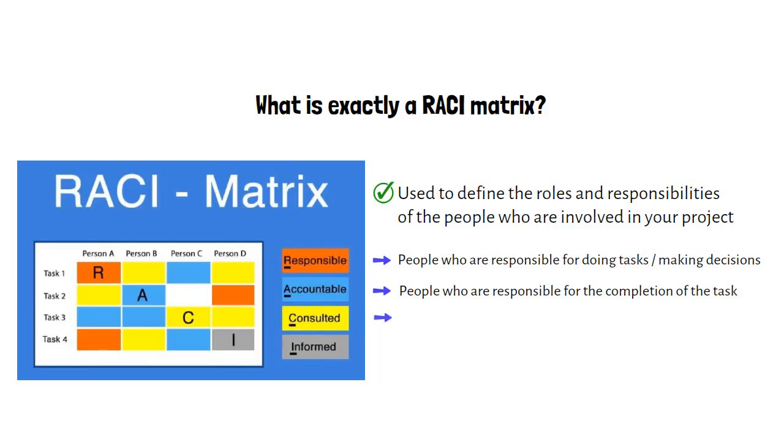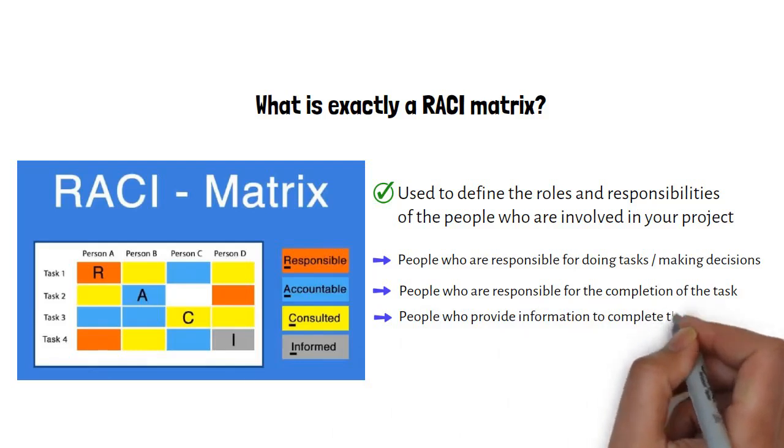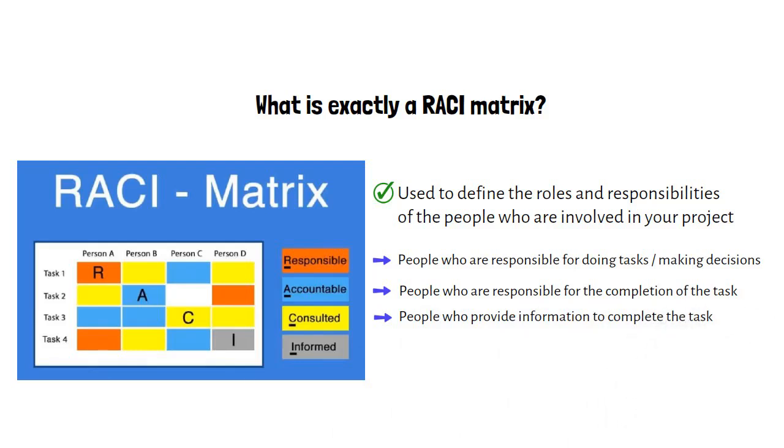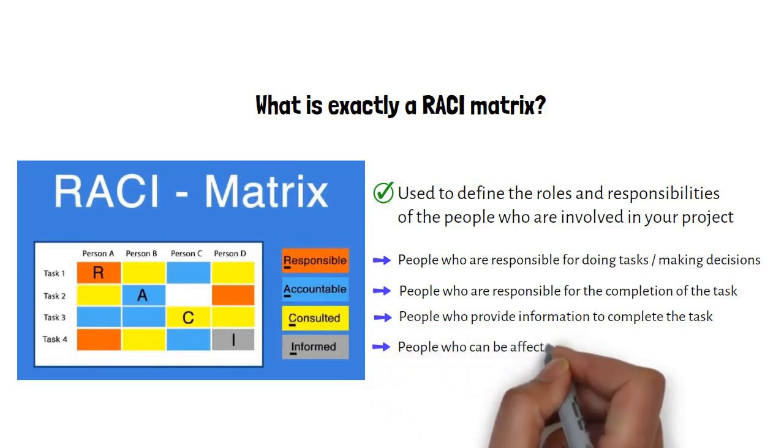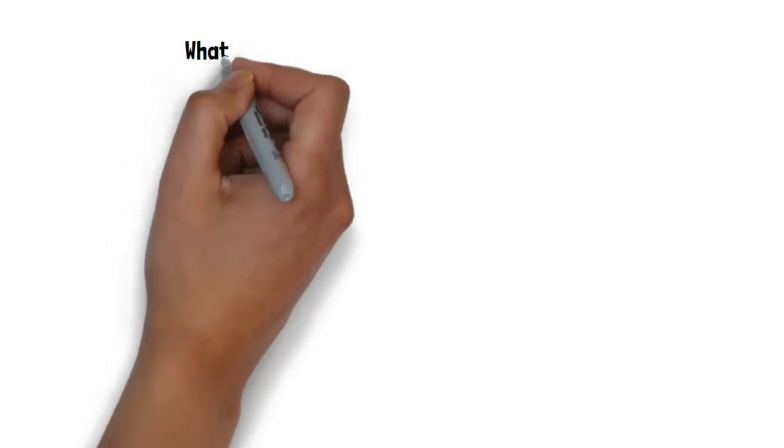Consulted. In a project, tasks may require someone who is responsible for consultation. People who have the consulting role assist the responsible. They provide information to complete the task or deliverable. Informed. People who can be affected by the outcome of the task or deliverable. Therefore, they should be kept informed regarding the task or deliverable. RACI defines the tasks, deliverables, and responsibilities of each role involved in the project.